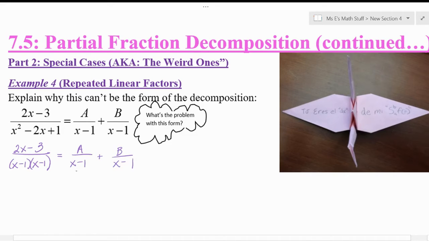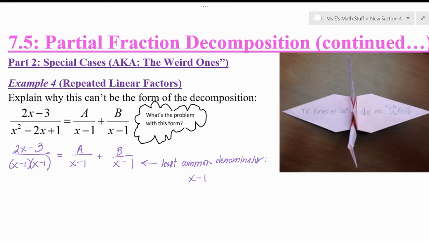what is the least common denominator? The least common denominator between x minus 1 and x minus 1 is x minus 1. It is not x squared minus 2x plus 1. And a lot of people think, well, so what's the big deal? How is that even a problem?